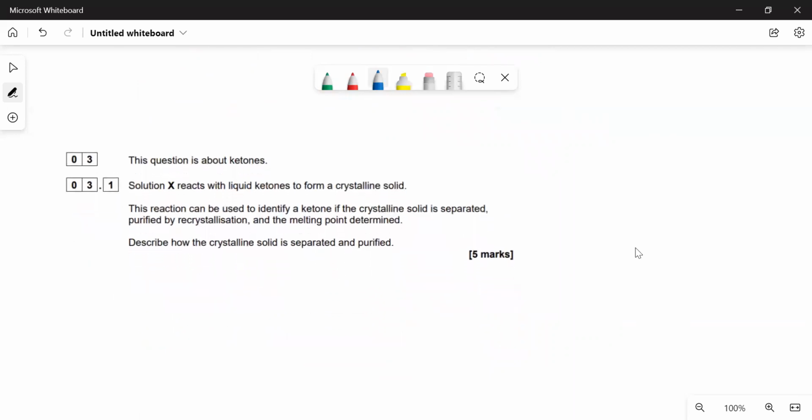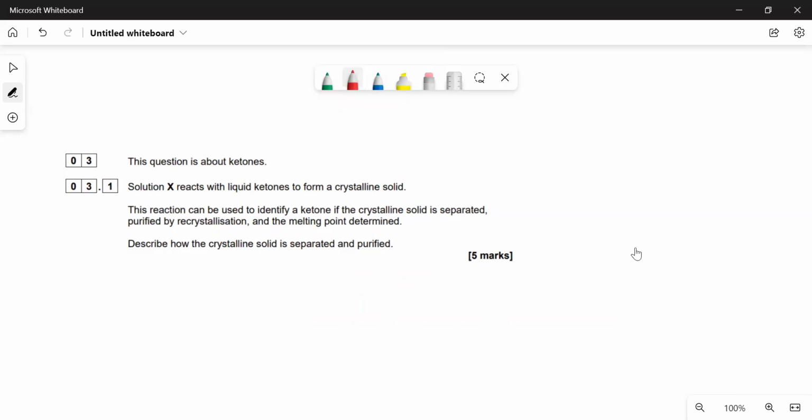Okay, question 3 about ketones. Solution X reacts with liquid ketones to form a crystalline solid. The reaction can be used to identify a ketone if the crystalline solid is separated, purified by recrystallization, and then the melting point determined. This isn't on the AQA syllabus, but it's on other ones, and it's sometimes called Brady's reagent. It contains a chemical called 2,4-dinitrophenylhydrazine. You don't need to know that. That forms an orange compound, and depending on the ketone, the orange compound will have a slightly different melting point, and you can identify it. That's the background to this.